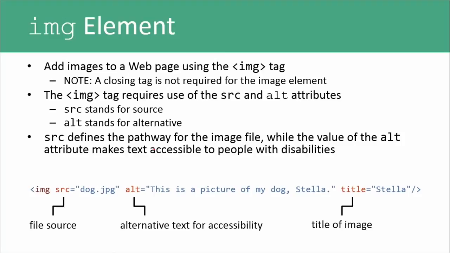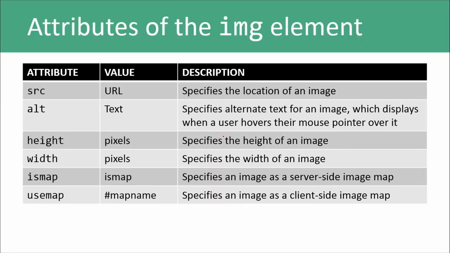So if somebody can't view the image, they're going to be able to see the alternative text or hear the alternative text if they're using a screen reader. And of course, we've got title as well, which signifies the title of the image. Here, my dog Stella is going to be in our example in just a few moments, but that's the title of our image. There's a quick review of the attributes.